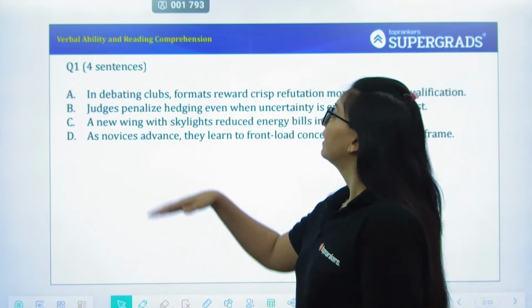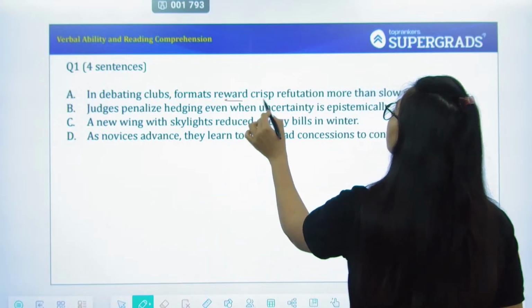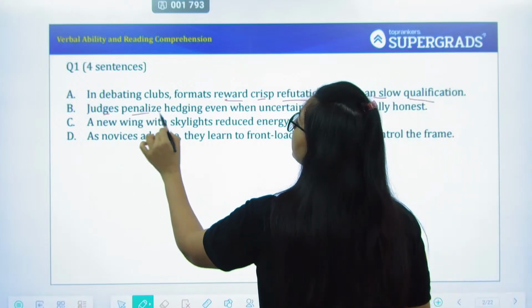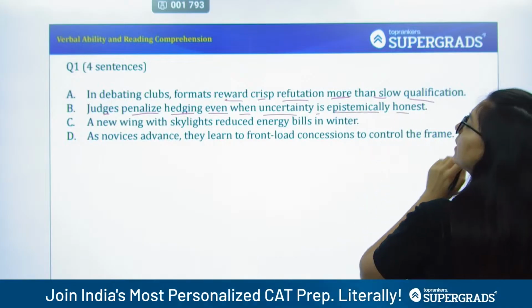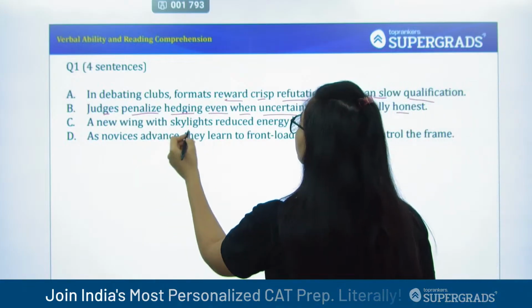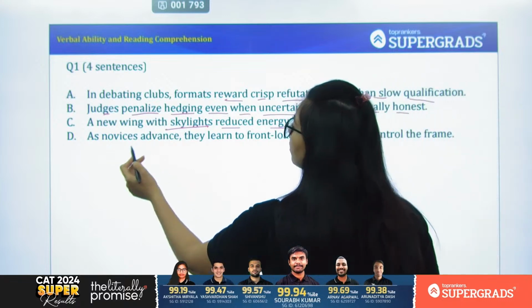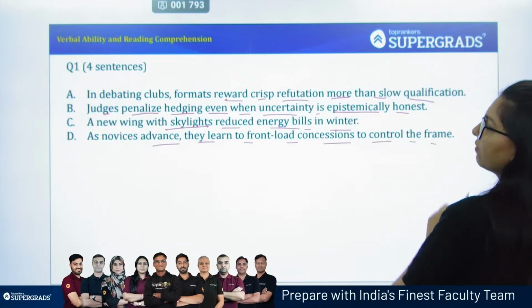Okay, let's see. In debating clubs, formats reward crisp refutation more than slow qualification. Judges penalize hedging even when uncertainty is epistemically honest. A new wing of skylights reduced energy bills in winters. As novices advance, they learn to front-load concessions to control the frame.